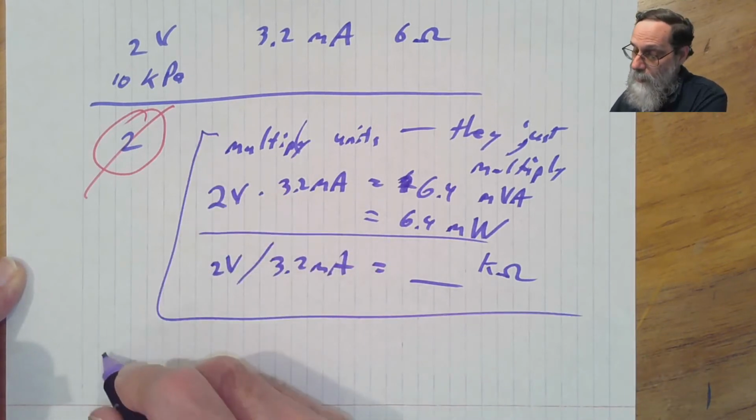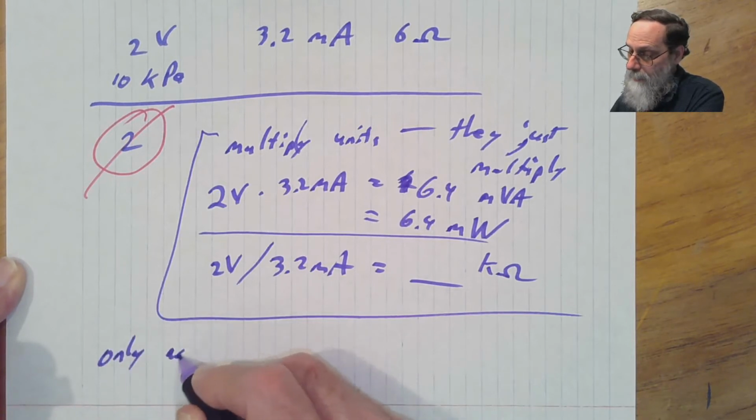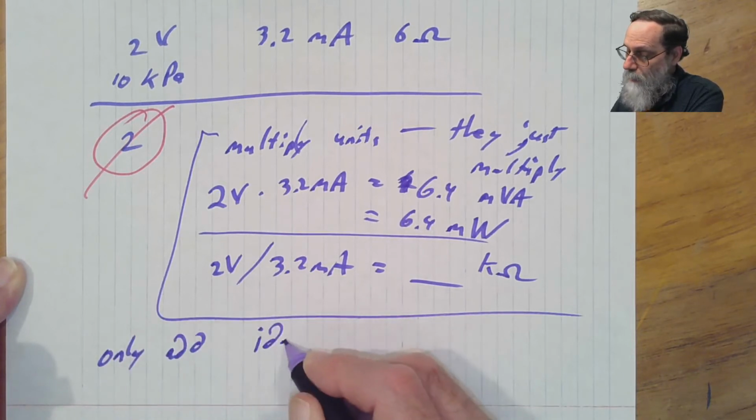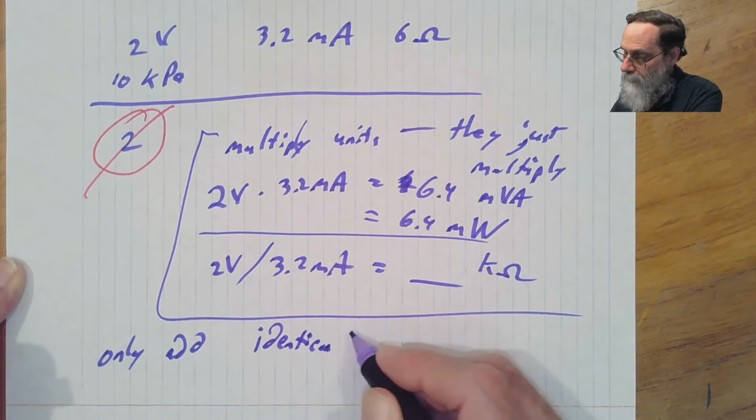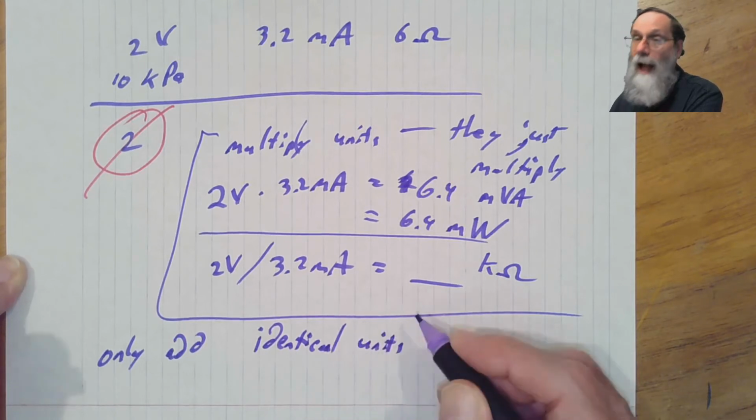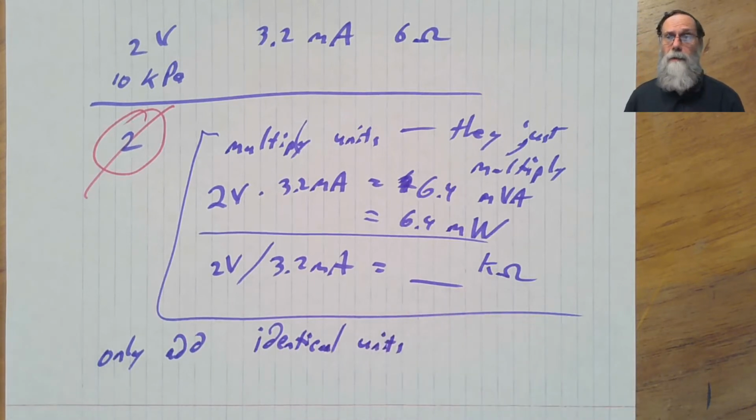The other one is you can only add identical units. That doesn't just mean that they're measuring the same type of thing. They have to be identical for you to be able to add the numbers. So if I am measuring lengths, I might have them in inches. I might have them in centimeters. I can't add inches and centimeters. I have to convert one of them.